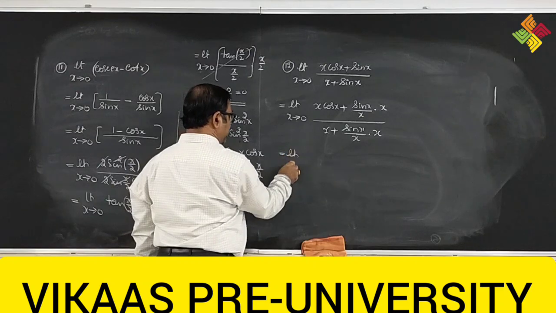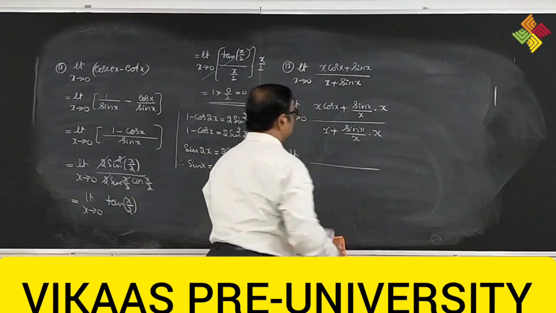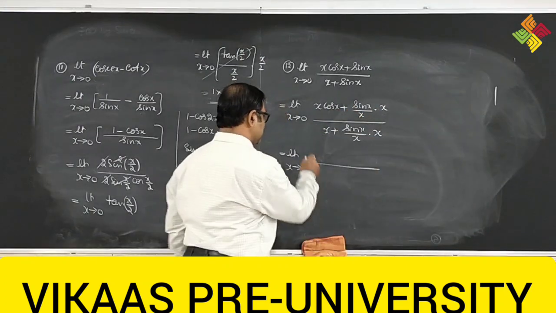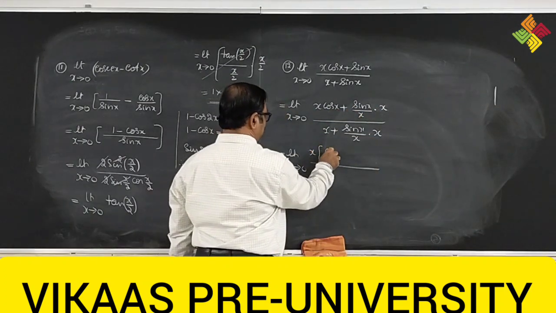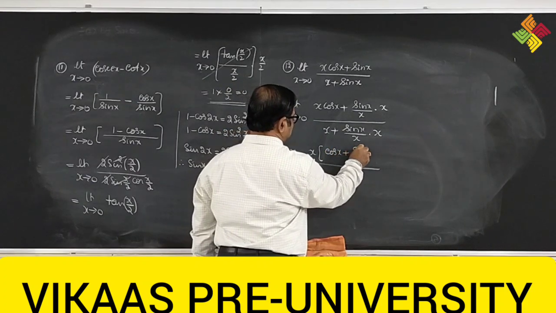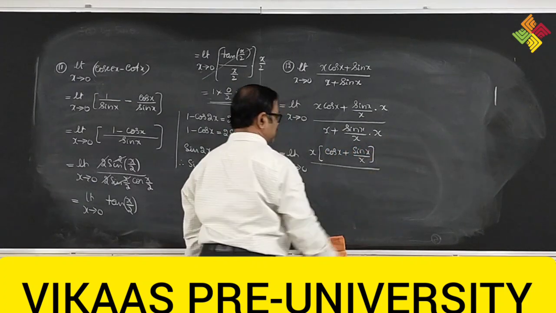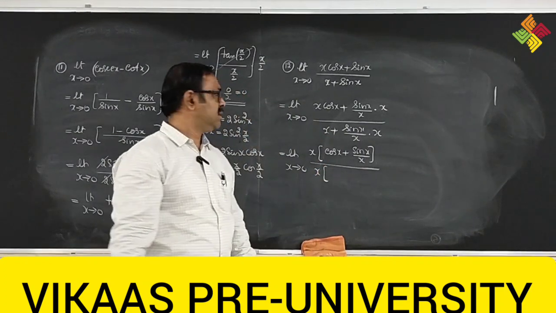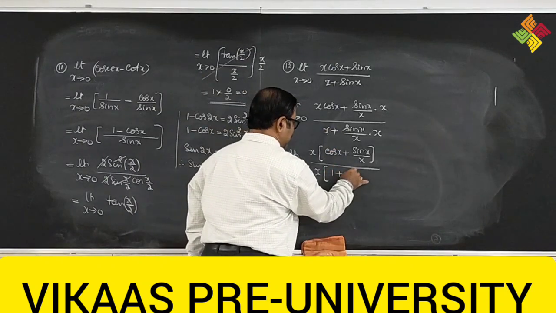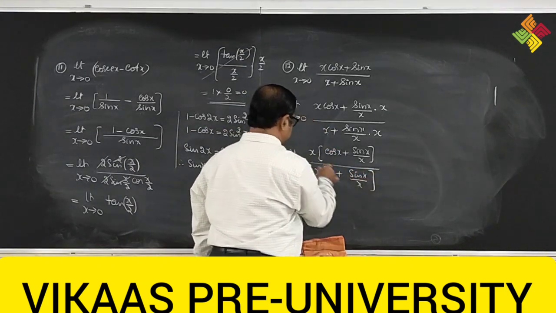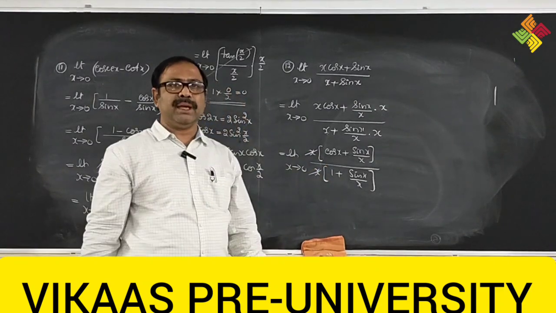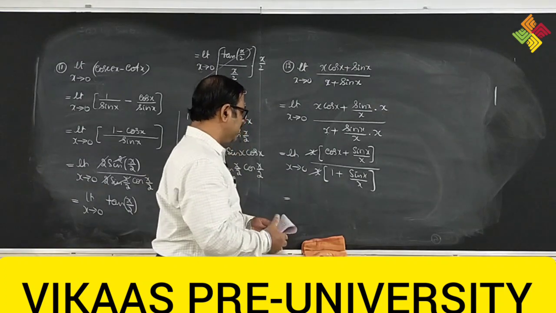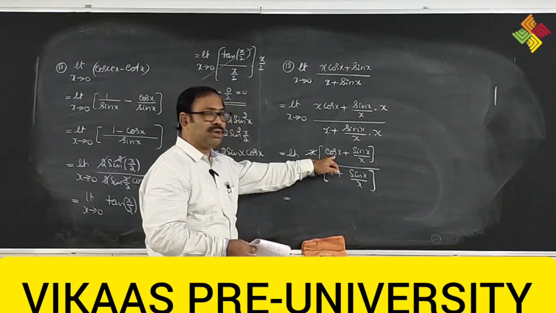Now in the next step, here x into cos x, sin x by x into x. X you can take out. So what you get is cos x plus sin x by x divided by, here also you take out x, then 1 plus sin x by x. Cancel this x. Now directly apply the limit. See, apply limit. Limit x tending to 0 cos x.